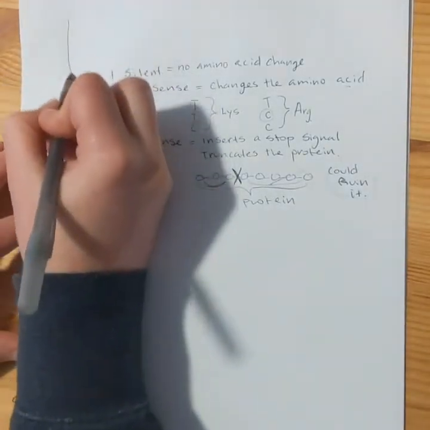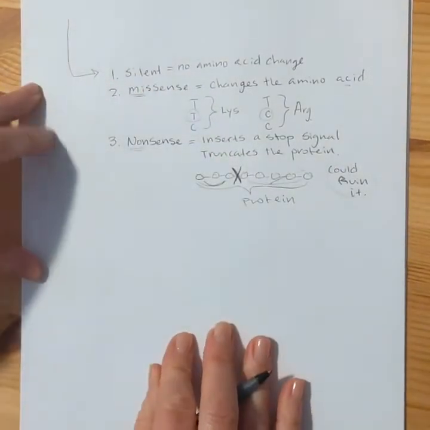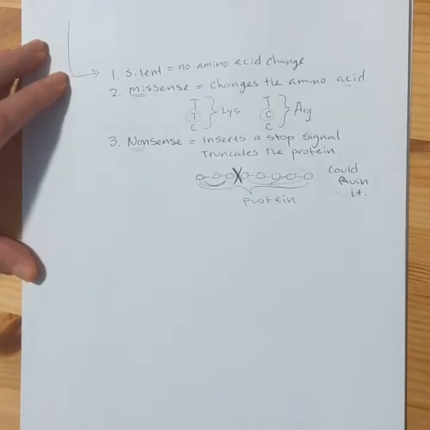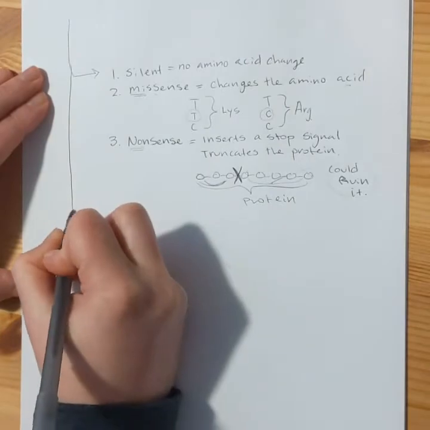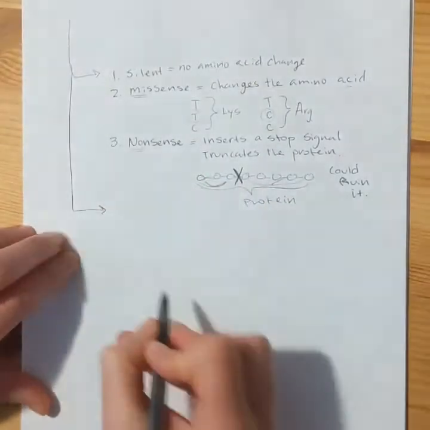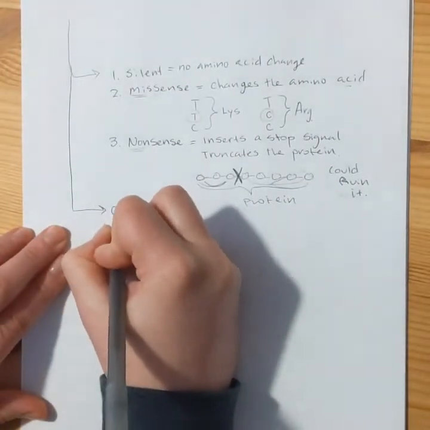So those were my types of mutations. Let's talk about how they occur next. So keeping my little pattern going on. Mutations occur in 4 ways.